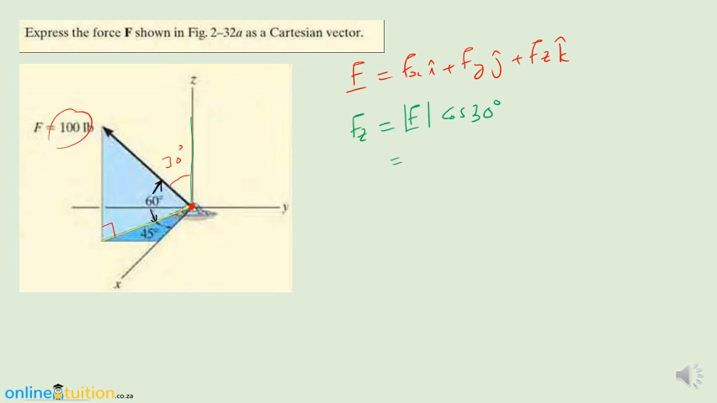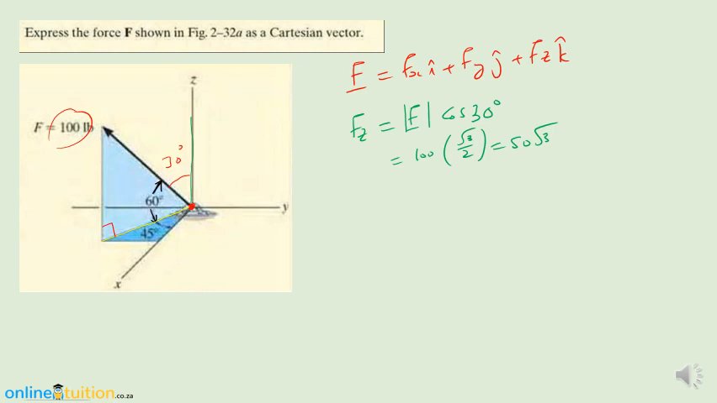So we're projecting onto the z. That's 100, and cos 30 is, if you remember, root 3 upon 2. So that's 50 root 3 for Fz. Okay? You see, it's a scalar. Please take some time, have a look at this very carefully.